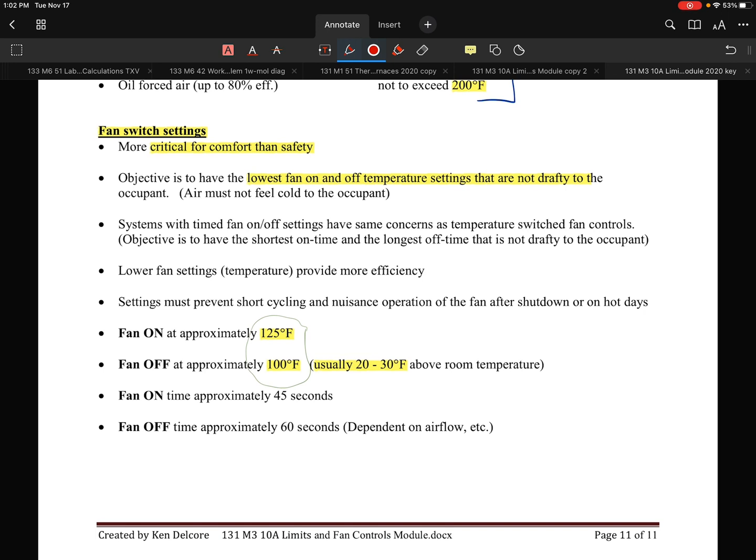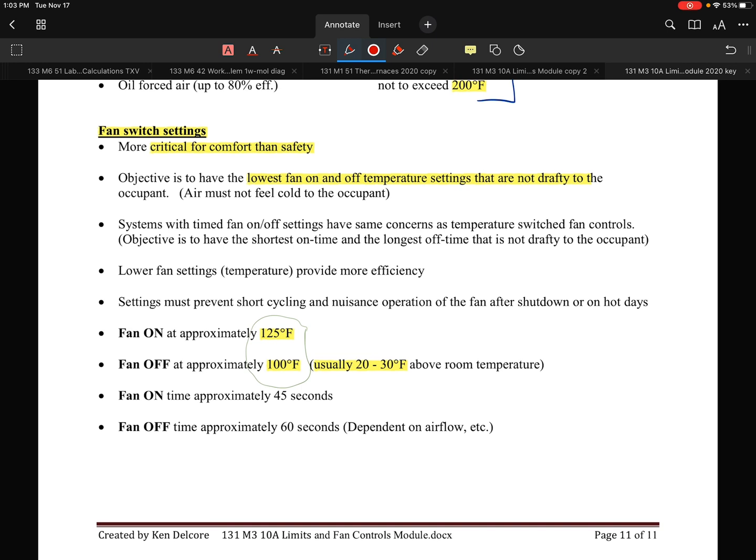So earlier I talked a little bit about the fan settings. The lower I make them, the more efficiency I get. And I'm specifically talking about either turning the fan on sooner, leaving it on longer, or having lower temperatures. Your settings must be set up so you don't get short cycling or nuisance operation of the fan. When they talk about nuisance operation of the fan after shutdown or on hot days, we're talking about those situations where you shut the unit off, it's still got so much heat in the heat exchanger that we have to turn the fan back on because we're off on high limit. And so those are the things that are realistic.